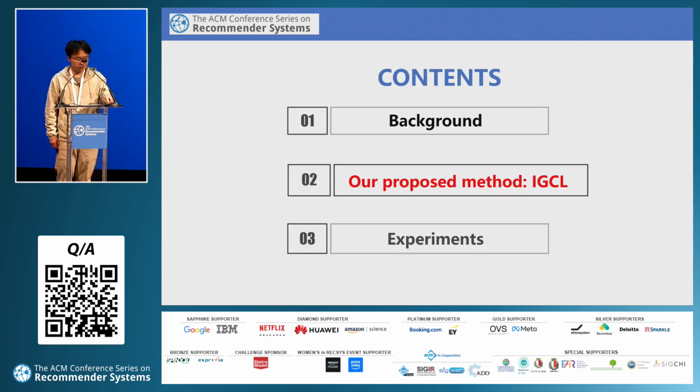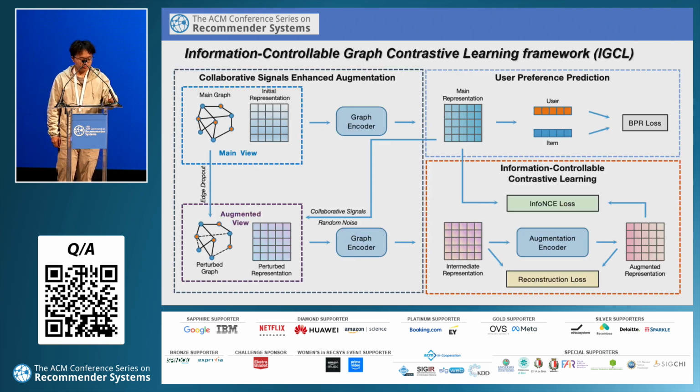Next, let's go to our proposed method, IGCL. We proposed the Information-Controllable Graph Contrastive Learning framework, that is IGCL. Let's take a closer look at how the model operates. IGCL consists of 3 key modules.